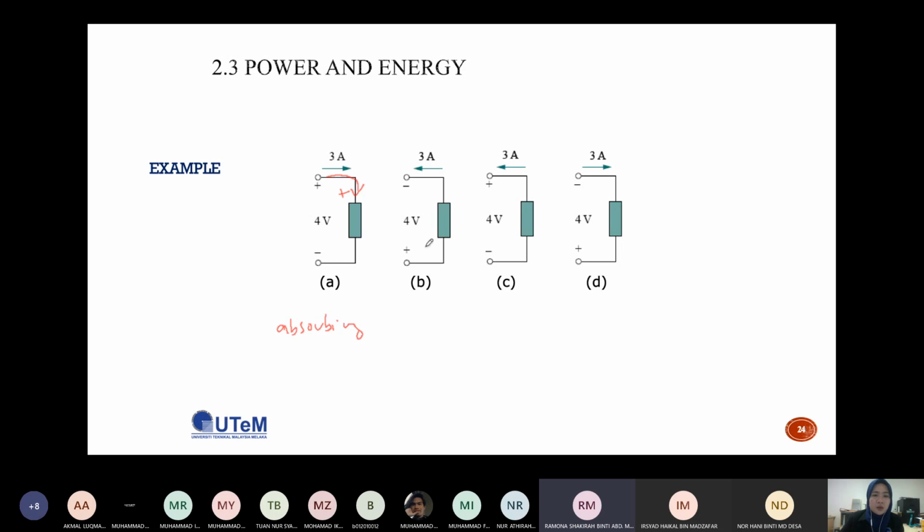If you look at this one, the current, is this one absorbing or supplying? Absorbing. The current flows through the positive terminal, so this is also absorbing. For C, the current flows through the negative terminal, so this is supplying. And this one, the current flows through the negative terminal, so this is also supplying.